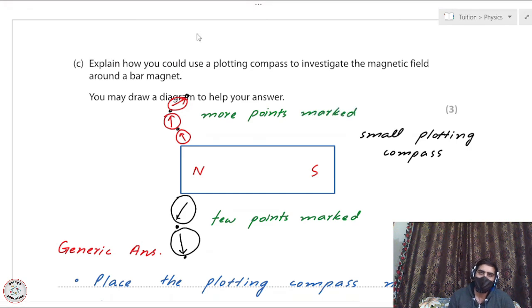And if you are able to mark more points, the magnetic field pattern would be smooth, because you know about a lot of directions along the way. But in that case, for a large plotting compass, it would not be too smooth.